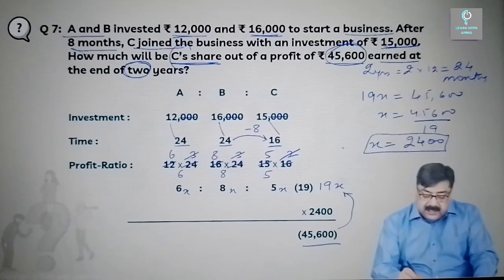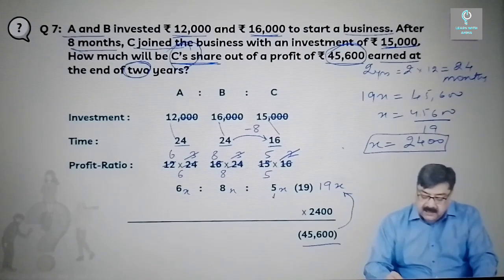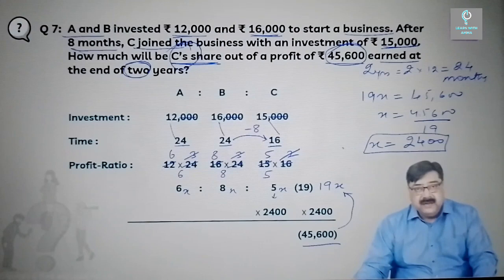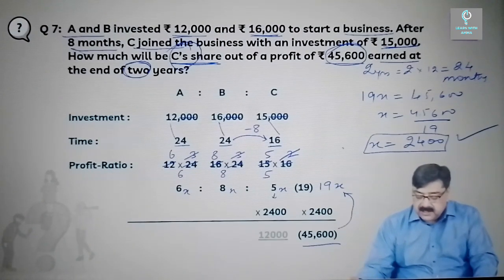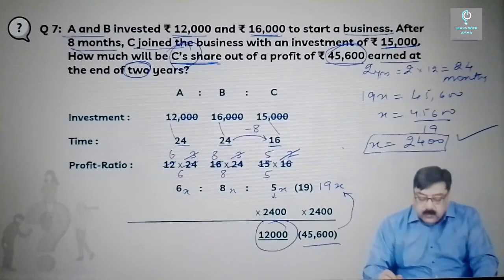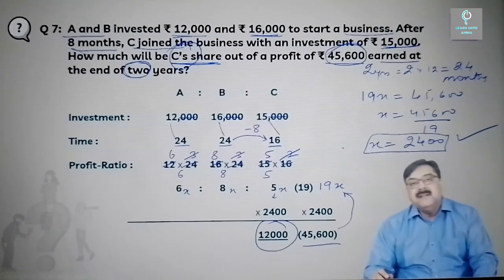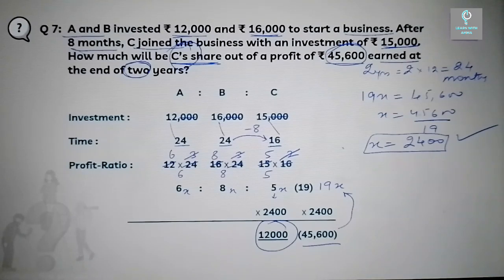So you need to find out C's share. What we will do here is 5 gets multiplied with 2400, because the value of x here is 2400, as we found out here, which is nothing but rupees 12,000 out of 45,600. That is C's share.